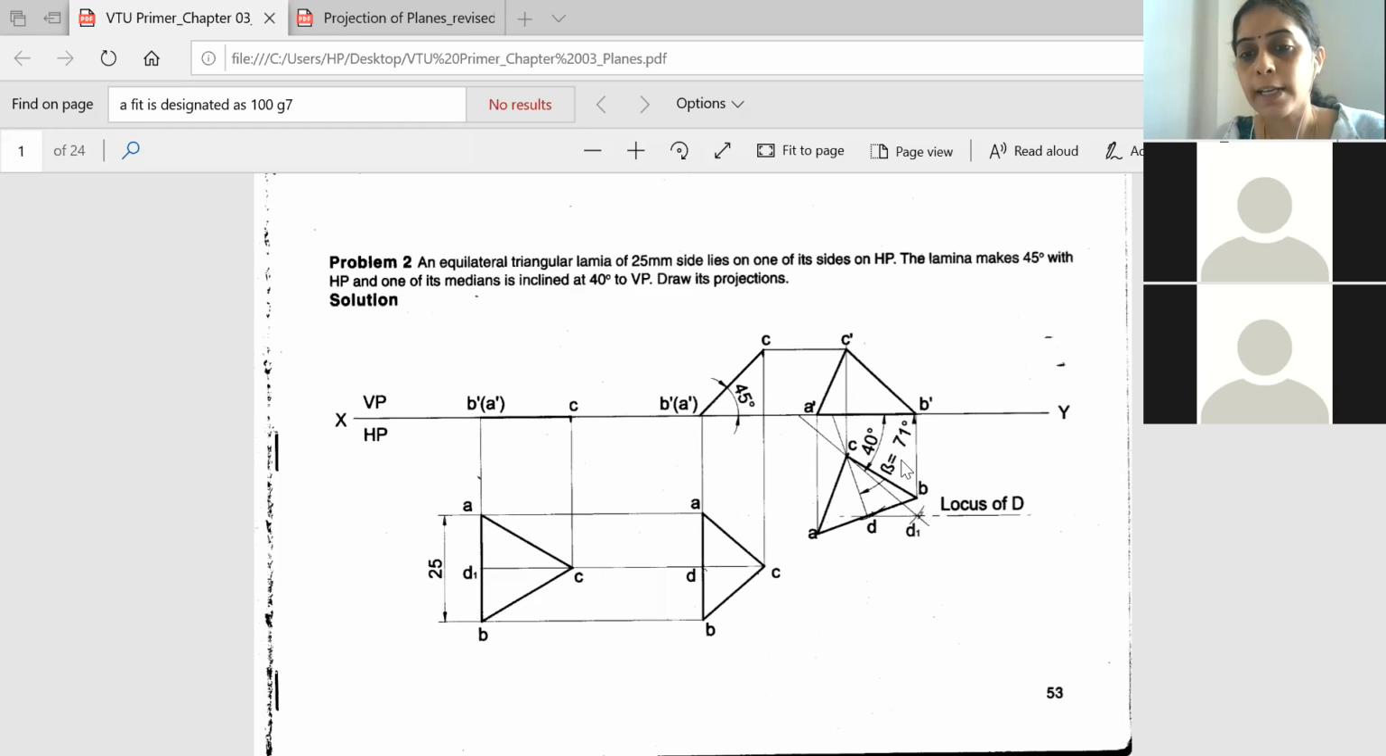Always the apparent angle will be more than our inclination with respect to VP. So once the apparent angle is constructed, you will have this reference line. So you will tilt this entire second stage to that of the third stage of the top view. This perpendicular distance you know already. So now this edge is exactly perpendicular to the median.